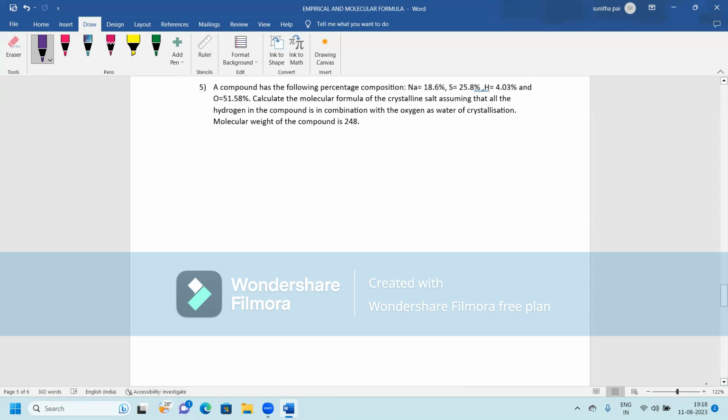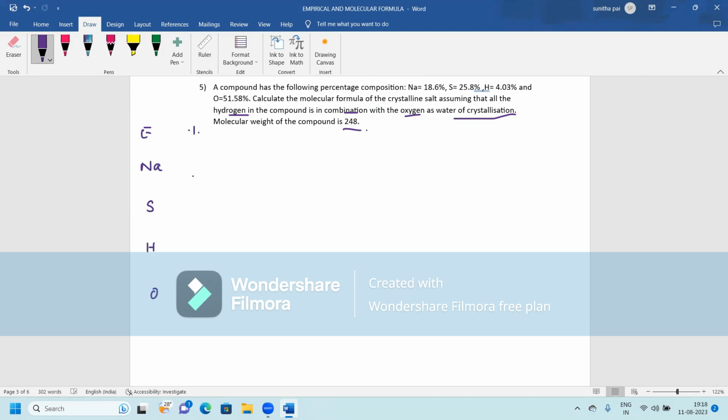Now, look at the fifth question. Again, this question is totally different. They have given the percentage, but we must calculate the molecular formula, assuming that all hydrogen in the compound is in combination with oxygen as water of crystallization. Molecular weight is given to help us calculate the molecular formula. So let's first find the empirical formula. Elements are sodium, sulfur, hydrogen, and oxygen.